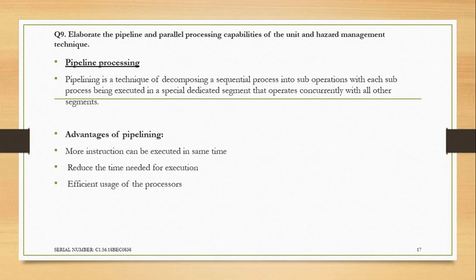Elaborate the pipeline and parallel processing capabilities of the unit and hazard management techniques. Pipeline processing is a technique of decomposing a sequential process into sub-operations, with each sub-process being executed in a dedicated segment that operates concurrently with all other segments. Advantages of pipeline: more instructions can be executed in the same time, which means a parallel type of processing. It reduces the time needed for execution. Efficient use of the processor: no free time is left for the processor.